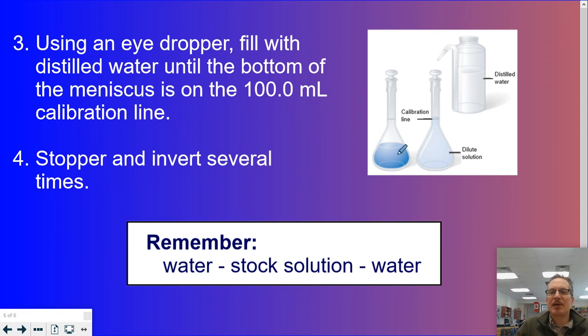The third step is, now that I have my two solutions in here, my water and my copper 2 sulfate, I'm going to do like I did making my solution from a solid. I'm going to take some distilled water and an eyedropper, and I'm going to get down at eye level, and keep adding drops of distilled water until the bottom of the meniscus is on the 100 milliliter calibration line.